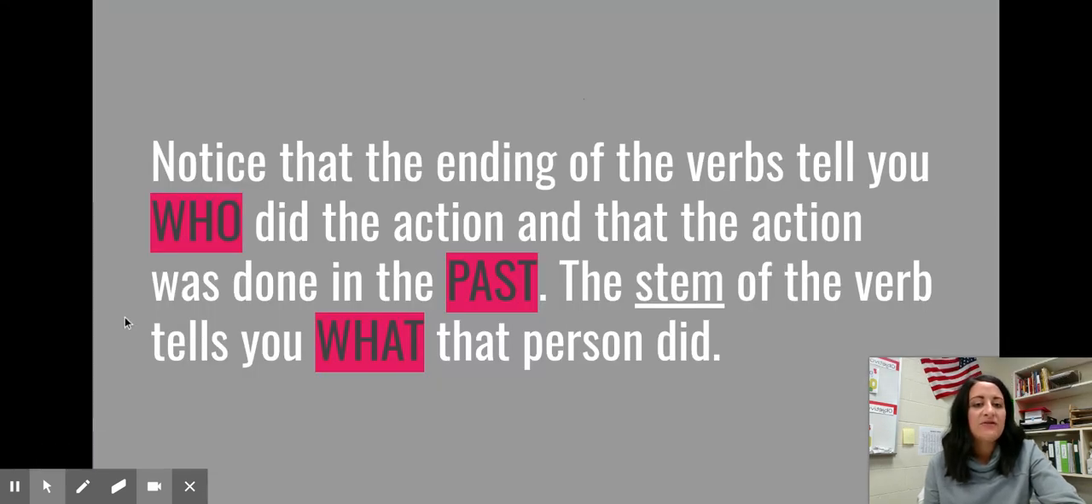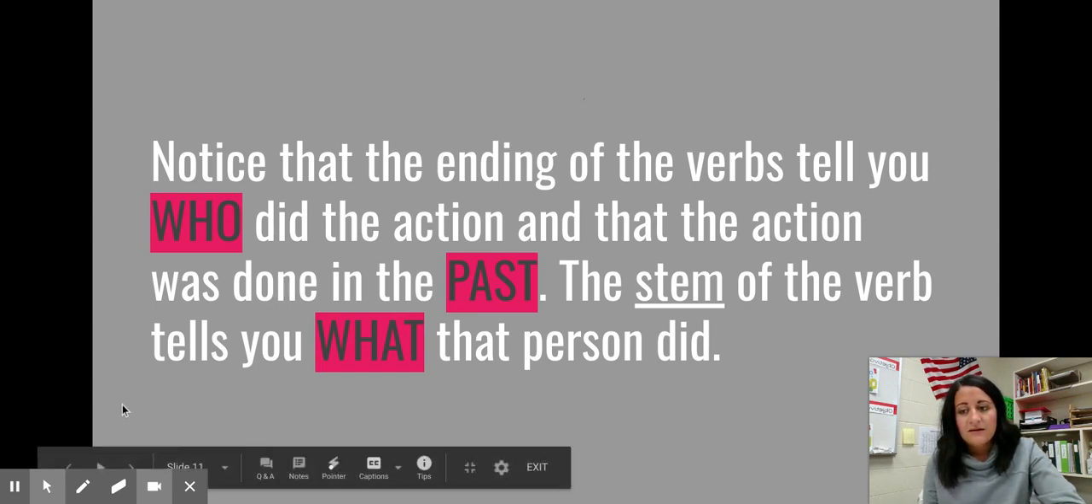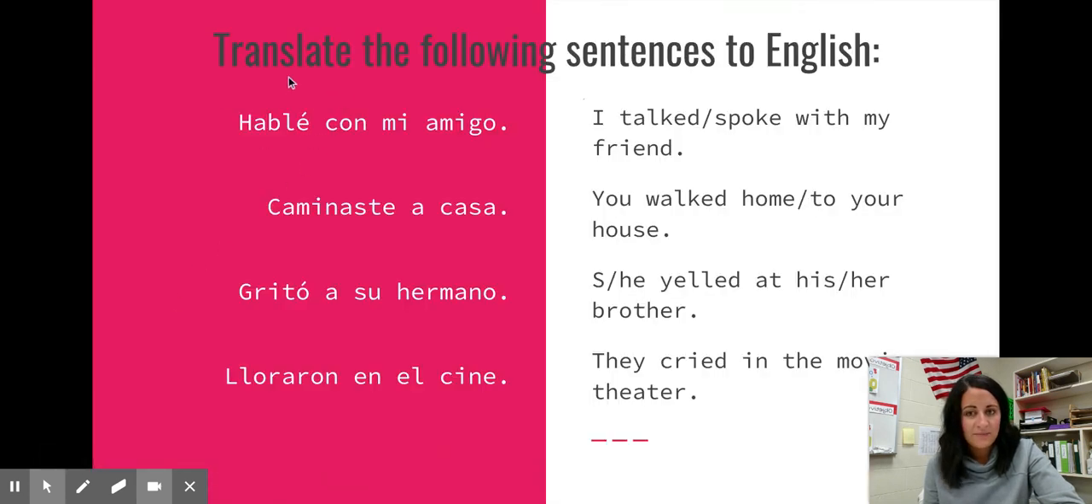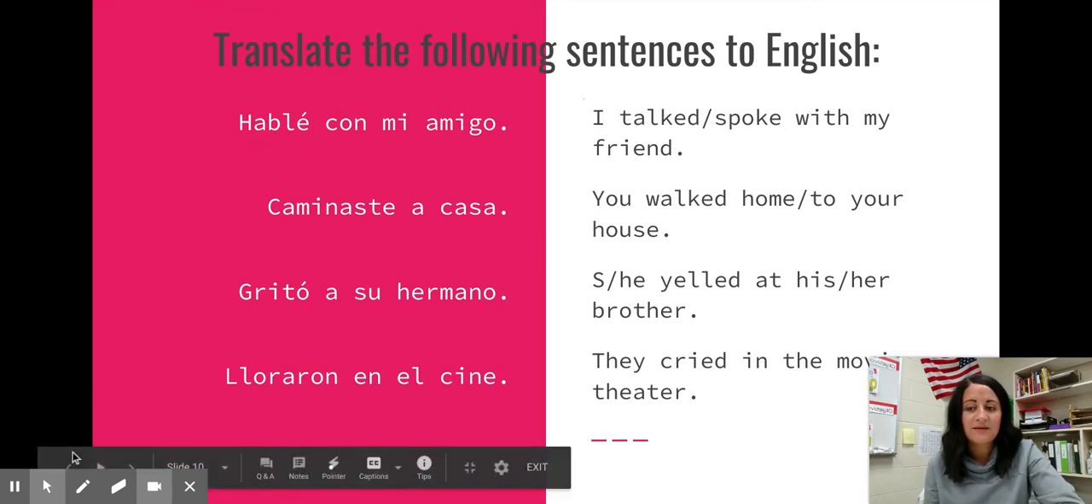Notice that the ending of the verb tells you who did the action and that the action was done in the past. The stem of the verb is what tells you what that person did. If we're looking at this verb, hablar, okay, remember your ending is this guy right here, this é with an accent. That means that whatever's left, so the habl, that would be your stem. So once you get rid of the ending, that's your stem, and then the ending is the ending.